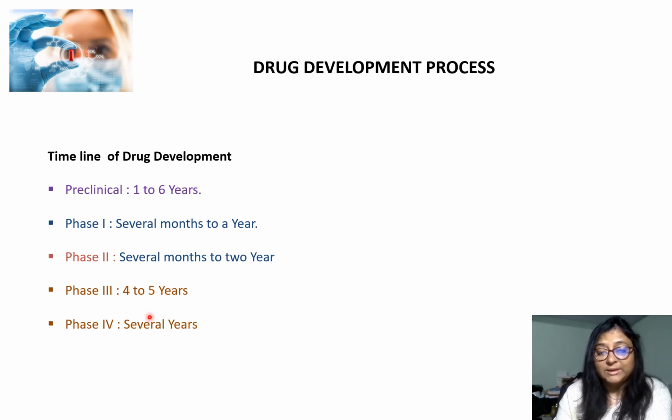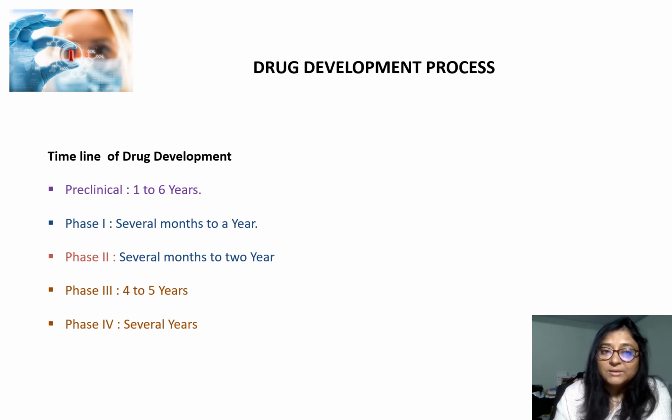In this phase they actually determine that what is going to be used is completely safe or is more efficient than the standard dose. So this is a very long process, 4 to 5 years, and phase 4 goes on for several years. So if we only calculate till phase 3, it can be 5 to 7, 8, 6, 14 years. So in general, to develop any new drug, it takes around 14 to 15 years.